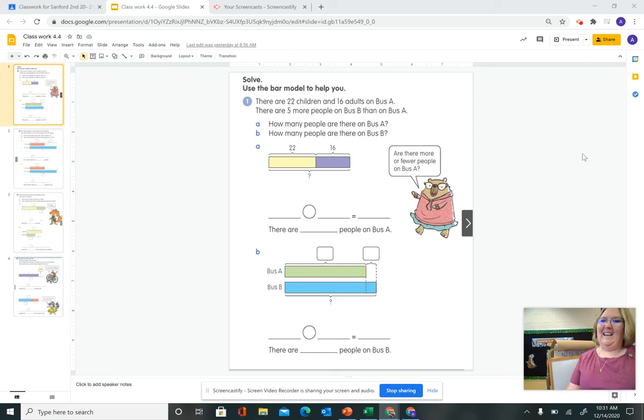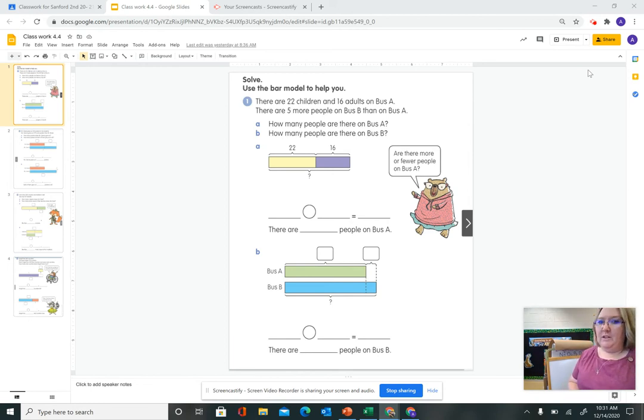Hi, guys. Today I want to talk a little bit about our lesson 4 for chapter 4. We're going to be looking at real world problems to solve as we're using our bar models. So, number 1 here says solve using the bar model to help you.